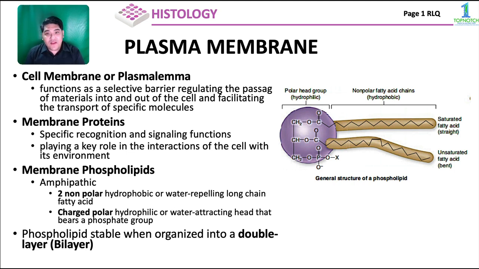And then we have the membrane phospholipids, sa sobrang sikat talaga. We all know it's amphipathic, meaning dalawa ang kanyang form, no? You have your two non-polar, hydrophobic, takot sa tubig, or water-repelling long-chain fatty acids. So ito yon, 1 and 2. And you have the charged polar, hydrophilic, or water-loving, or water-attracting head that bears your phosphate. Okay? Now, your phospholipid is stable when organized into a double layer or bilayer. Kaya siya nag-form into that shape because you want to have a stable plasma membrane.